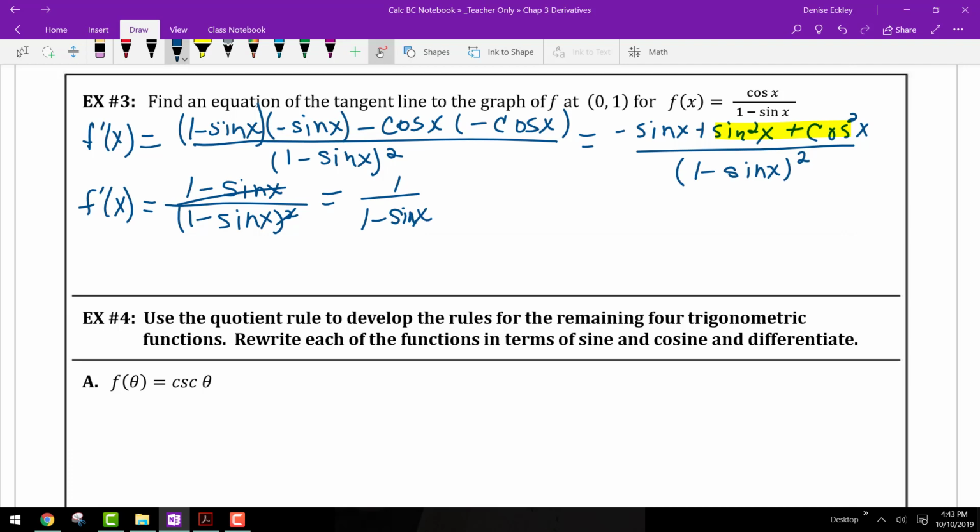So now I have to find f prime of 0. So I'm going to substitute 0 in, so I get 1 over 1 minus sine of 0. So I get 1, because sine of 0 is 0, so I have 1 over 1. So now I can write the equation of my tangent line. So y is going to be my slope of 1 times x minus 0, so I just have an x there, and then plus 1. And as I said, we'll continue our discussion with the other 4 trig functions, deriving those derivatives using our quotient and product rules.